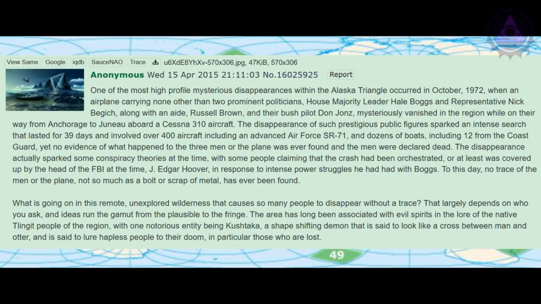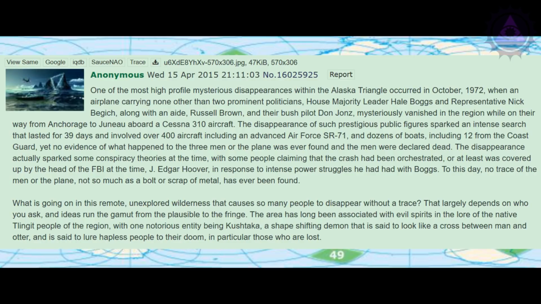One of the most high-profile mysterious disappearances within the Alaska Triangle occurred in October 1972, when an airplane carrying none other than two prominent politicians, House Majority Leader Hale Boggs and Representative Nick Begich, along with an aide, Russell Brown, and their bush pilot Don Jonz, mysteriously vanished in the region while on their way from Anchorage to Juneau aboard a Cessna 310 aircraft.